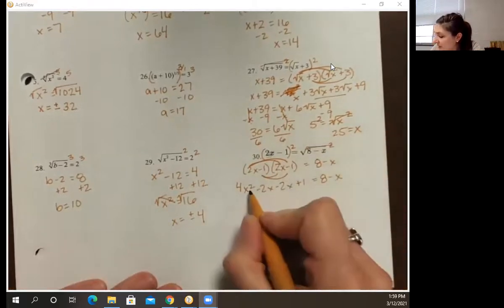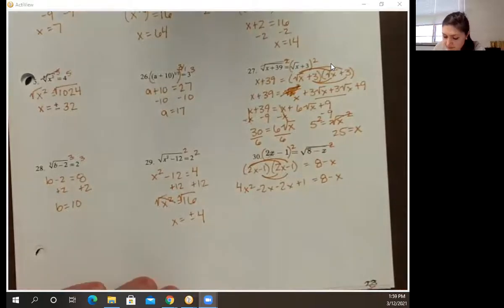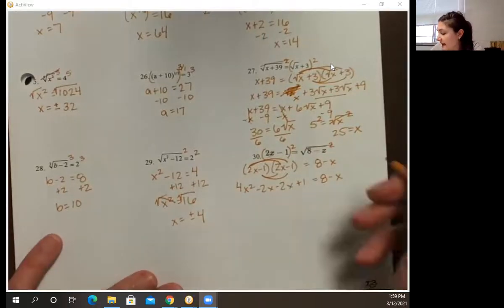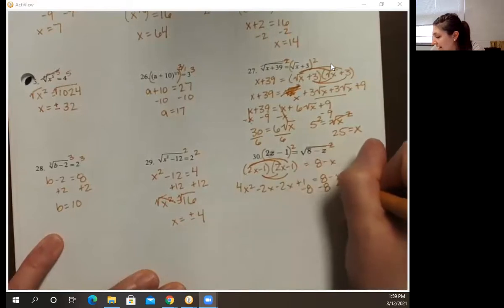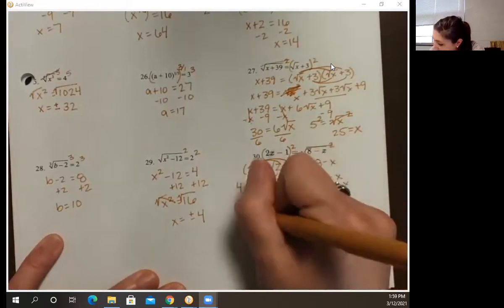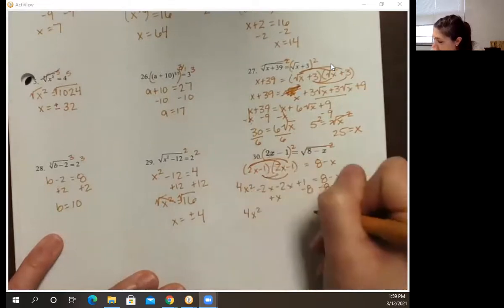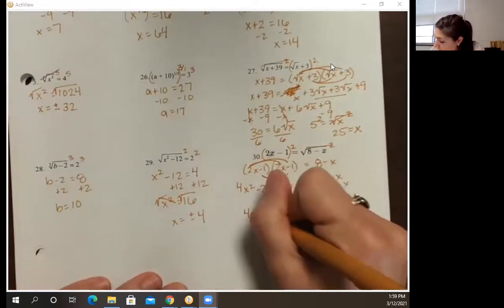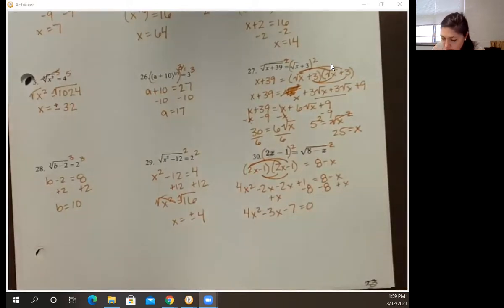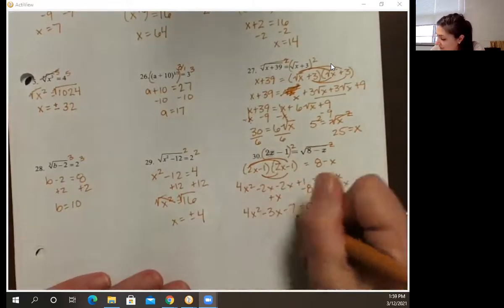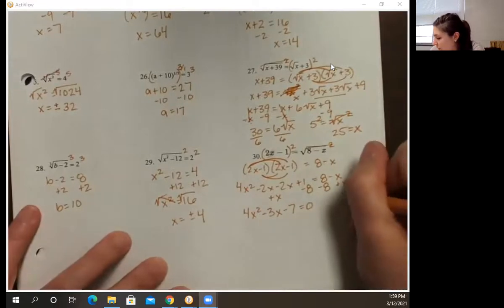And since I have x squared and x terms, I want to move everything to the same side so that I can factor. I'm going to subtract 8, and I'm going to add x. So I get 4x squared minus 3x minus 7 equals 0. I want to factor this using AC method, so I'll go ahead and work through those steps here.